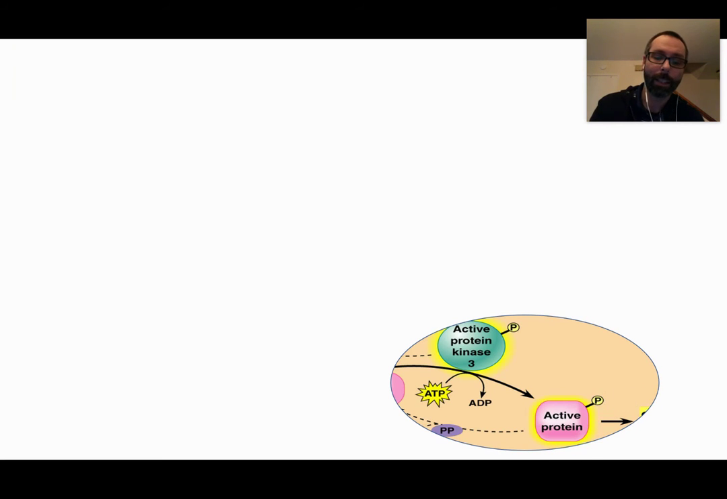Now, it made it at the end of the third kinase. It doesn't have to be 3. You could have 7 in a row. You could have only 2. It doesn't matter how many you have. It's just this domino effect.